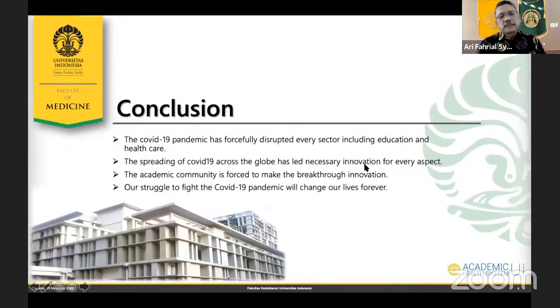Okay, and then yes, the conclusions of my talk: we agree that the COVID-19 pandemic has forcefully disrupted every sector, including education and also healthcare. The spreading of COVID-19 across the globe has necessitated innovation in every aspect, and the academic community is forced to make breakthrough innovations, and our struggle to fight the COVID-19 pandemic will change our lives forever. Thank you for your attention.